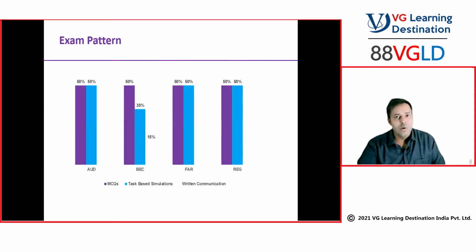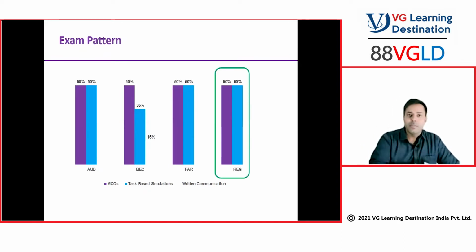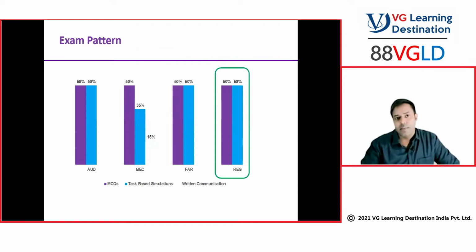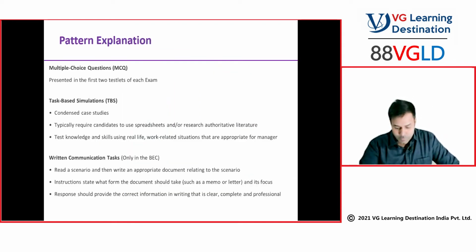All the three subjects are going to be 50, 50, 50, barring BEC, as we discussed, where some portion lies for the written communication. For REG, it's going to be 50% simulation and 50% multiple choice.